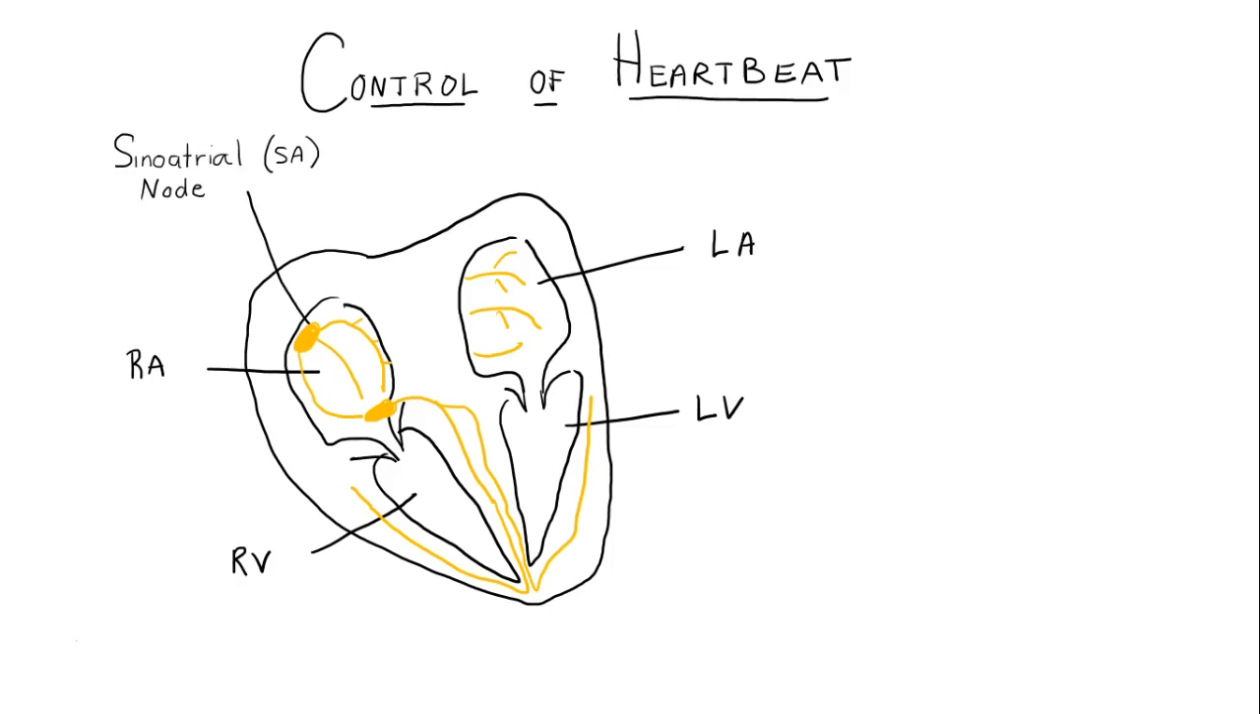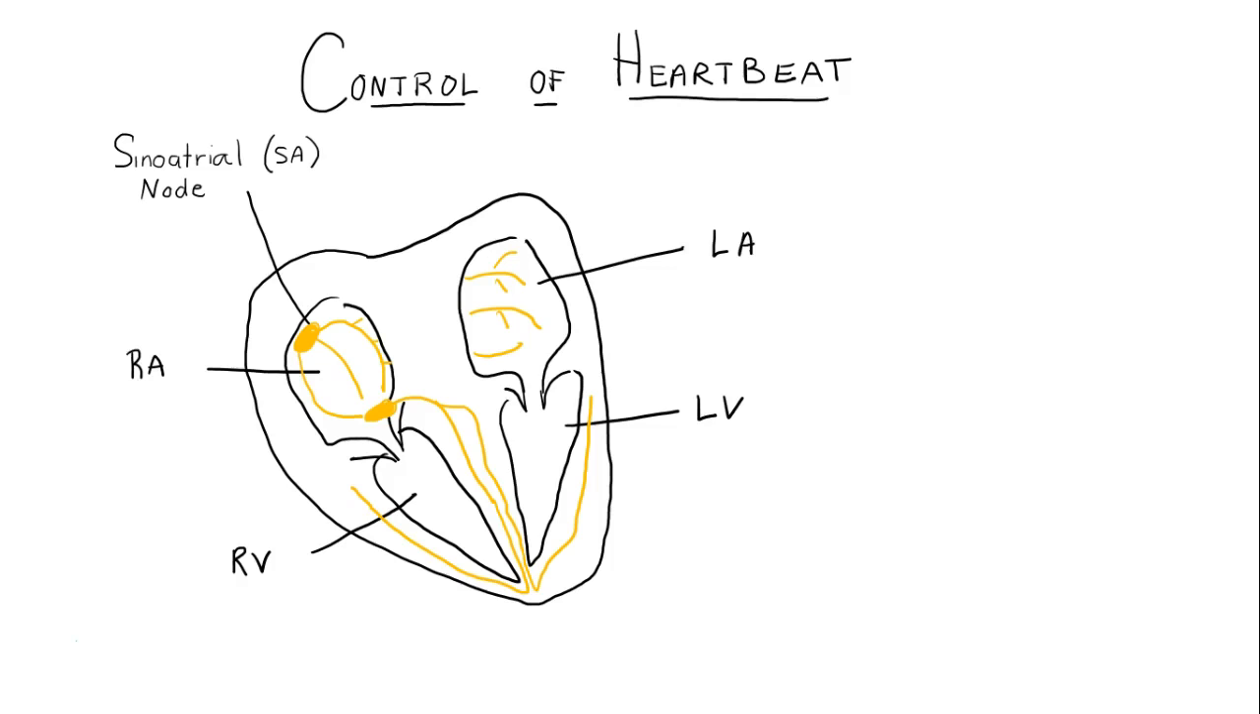So you have the sinoatrial node, which is the heart's primary pacemaker and is going to keep the heart beating at about 70 beats per minute. And it's going to send electrical signals to both the right atrium and the left atrium. And so these two atria are going to contract simultaneously, almost as if they're just one big cell. Okay, and they contract simultaneously under the control of the sinoatrial node, the heart's pacemaker.